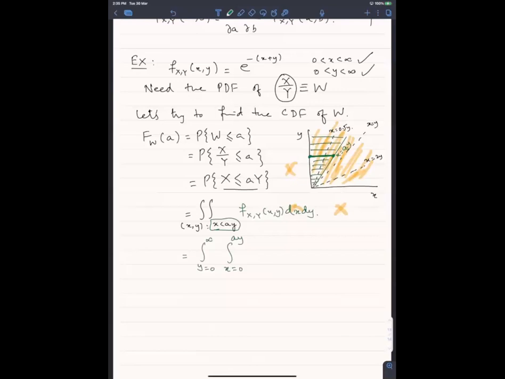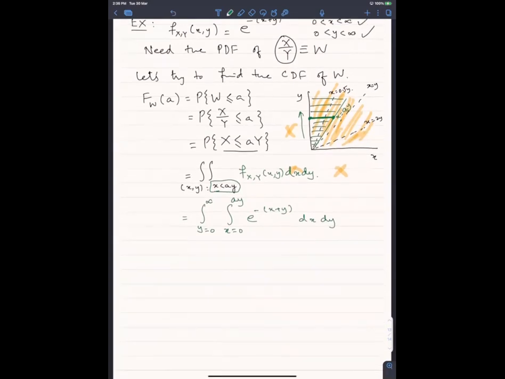But this is for a fixed y. So I have to take y from 0 to infinity. So this would be the integral of e to the minus x plus y, dx dy. Now this would be y going from 0 to infinity. In the inner integral, the x integral, y is just bothering us, so we take e to the minus y outside. So x going from 0 to ay of e to the minus x dx. Okay? And a dy is lying here.